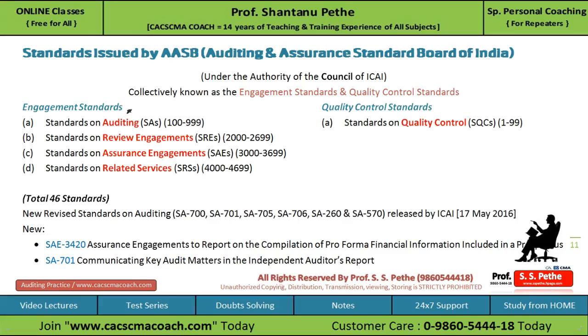First, you have to understand there are a total of 46 standards, and there are 2 new, recently issued standards. One is SAE 3420, regarding assurance engagement to report on the compilation of pro forma financial information included in the prospectus. We will discuss this later on.